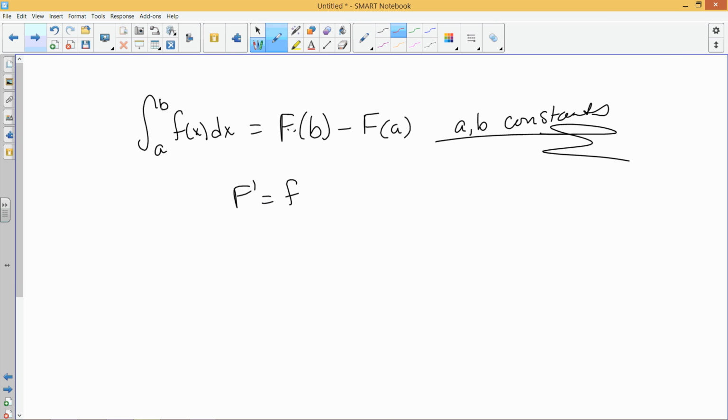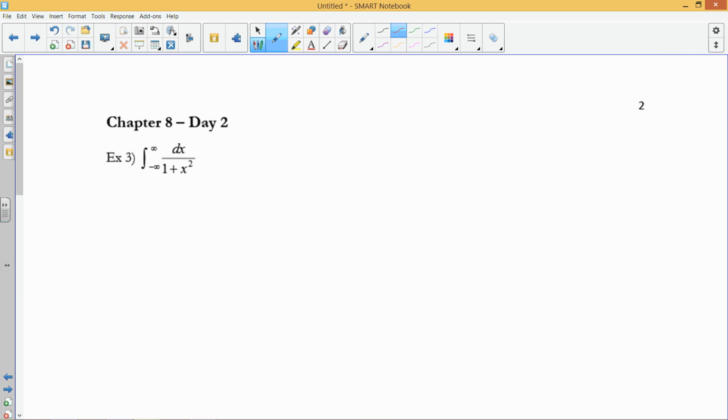Next example. Our next example, we have the integral from negative infinity to infinity of this guy right here. And it's that graph, so I'd be finding all this area right here, seeing if it's finite or infinite. So this is one of those where I have a double infinity, so I want to split it up. So if I split this up, I'd have the integral from negative infinity to 0 of dx over 1 plus x squared, plus the integral from 0 to infinity of dx over 1 plus x squared.